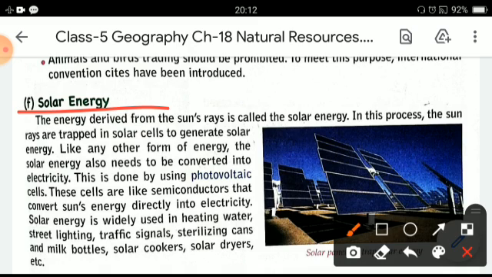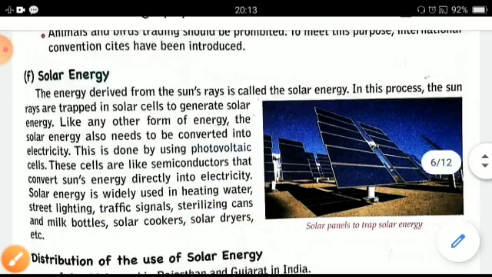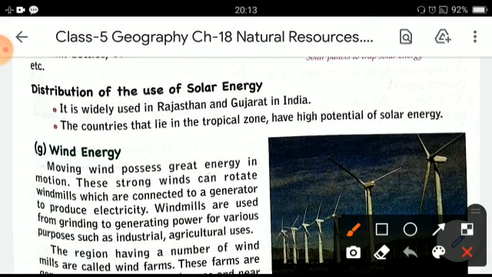The energy derived from the sun's rays is called solar energy. In this process, the sun's rays are trapped in solar cells to generate solar energy. Like any other form of energy, solar energy also needs to be converted into electricity. This is done by using photovoltaic cells, which are semiconductors that convert the sun's energy directly into electricity. Solar energy is widely used in heating water, street lighting, traffic signals, sterilizing cans and milk bottles, solar cookers and solar dryers, etc.